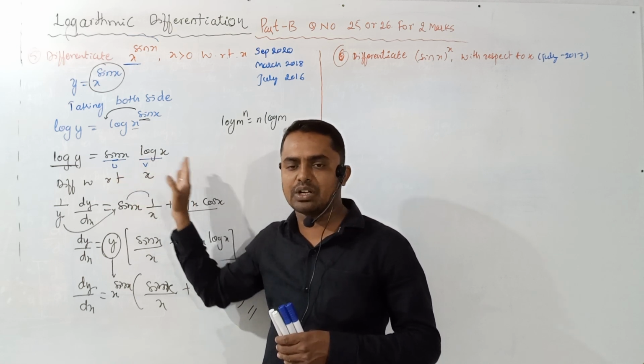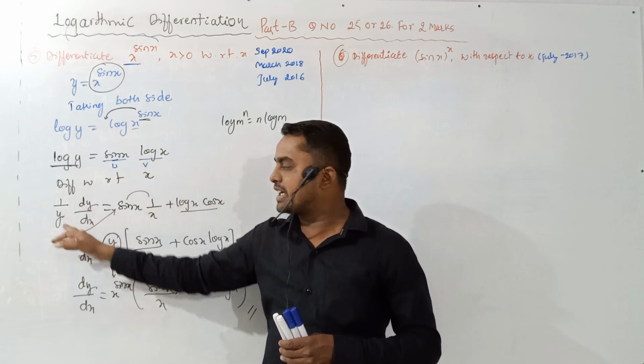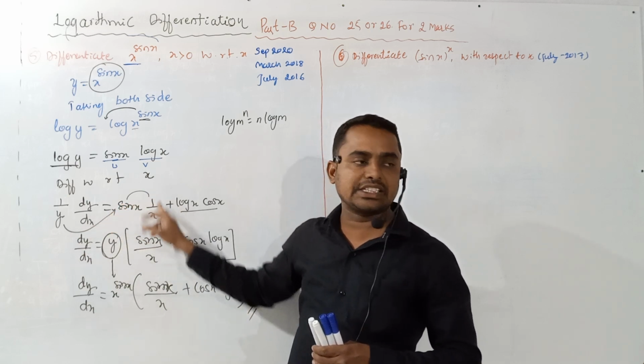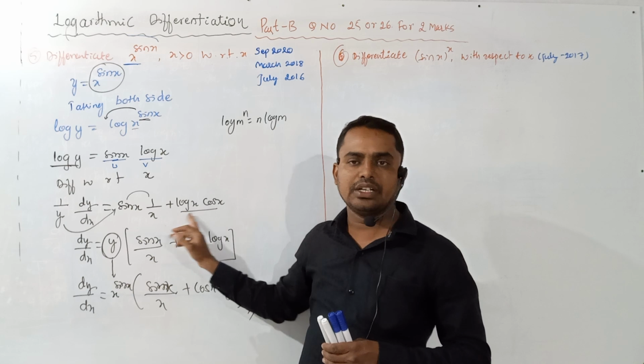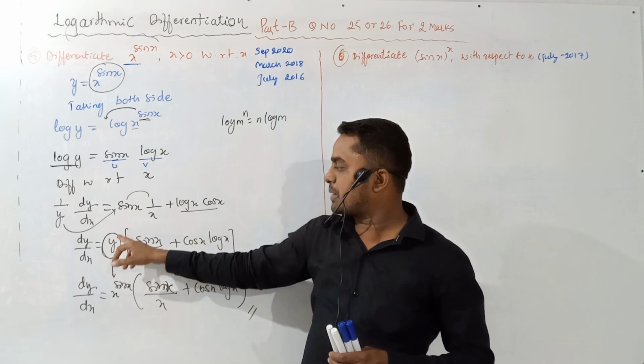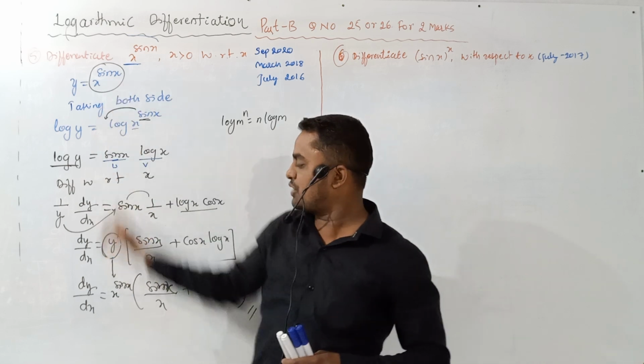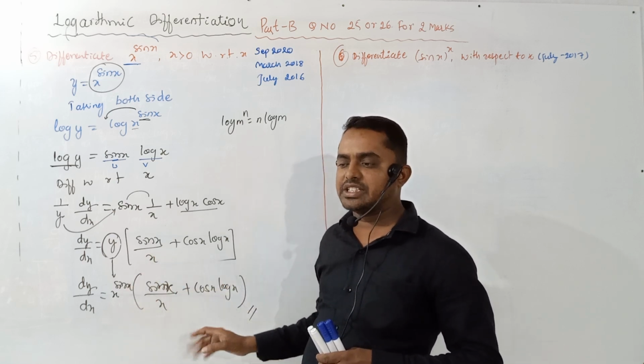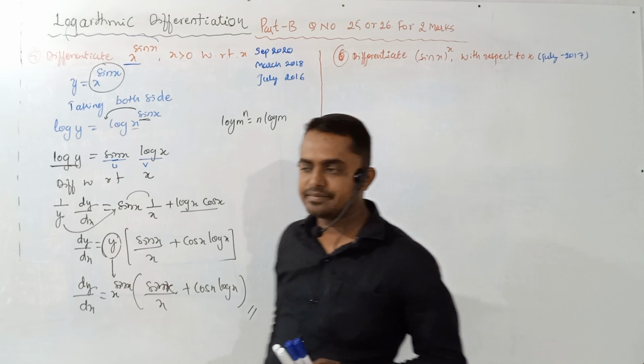The derivative of sin x is cos x. Now dy by dx is equal to y, which comes to the right side, into sin x by x plus cos x into log x. Then replace the value of y, that is x raised to sin x, into the bracket sin x by x plus cos x into log x. This is the final answer.